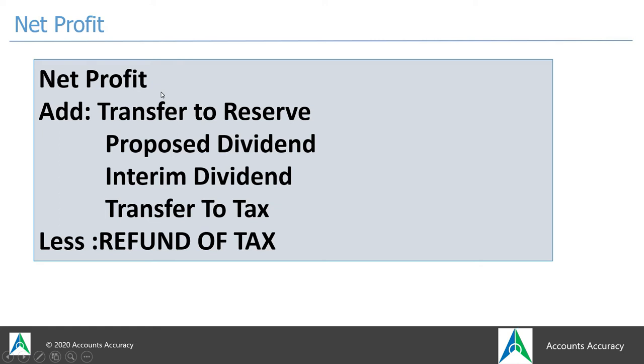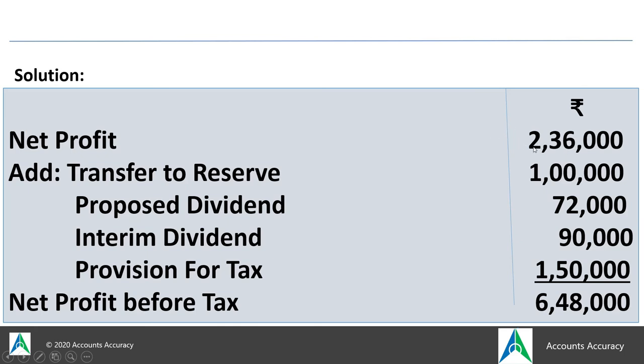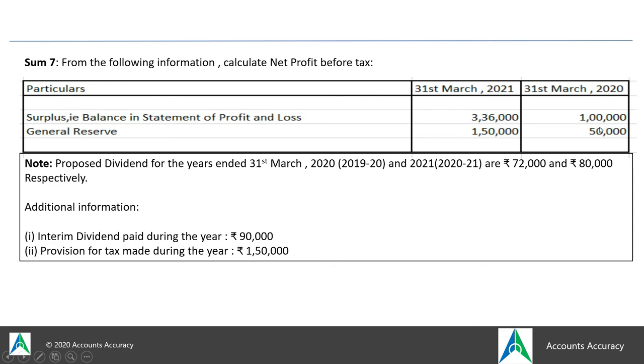Let's understand it better with the sum. Here you can see that in the sum you will be provided the surplus, reserve value, proposed dividend value, interim dividend value and the provision for tax value. What you need to do is add all these amounts to the surplus value. You have to find the difference between the two years' surplus values: this is the surplus of the current year and this is the surplus of the previous year. So from 3,36,000, 1 lakh we deduct. When we deduct, we get 2,36,000. So that will be the net profit value, 2,36,000, the difference between the two years' amounts of surplus.